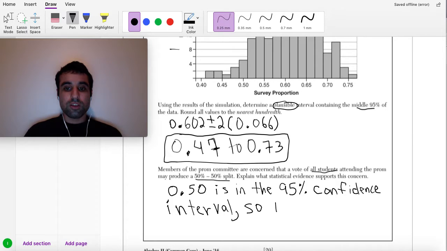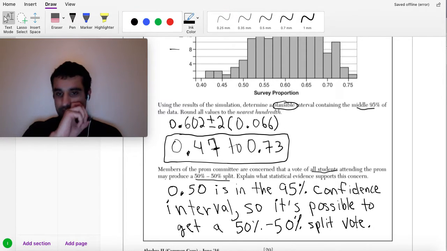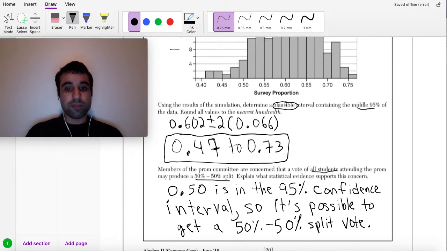So it's possible to get a 50-50 split vote. So it's within the 95% range of expected results. And if that happens, the reason that'll be a problem is because then they won't know what to do. If we have a 50-50 split, how are we going to decide whether to use the band or the DJ?